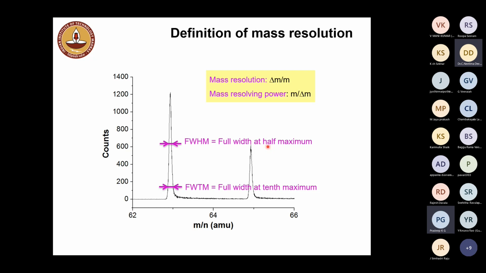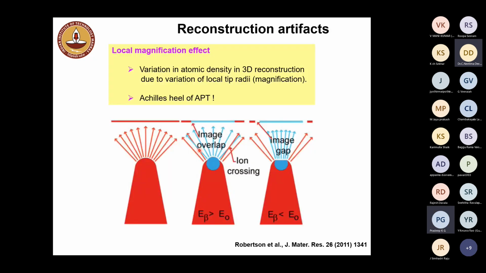Therefore, this brings the question of what mass resolution we can get. Each peak that you saw in the mass spectrum has a defined width. You can measure that width either at half maximum or full width, or you can measure at a tenth maximum. For any given atom probe microscope, you can say this particular mass spectrum had a mass resolution given by delta m by m, where delta m stands for the full width at half maximum or full width at tenth maximum. That way you can define the quality of a microscope with respect to the mass spectrum that we are getting.